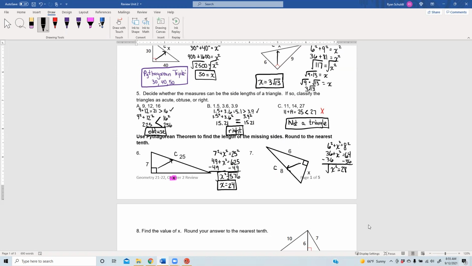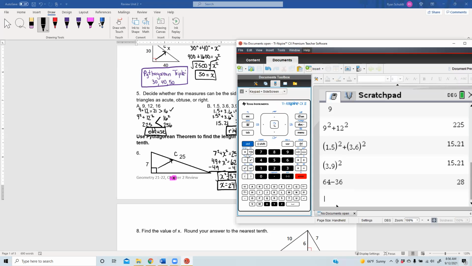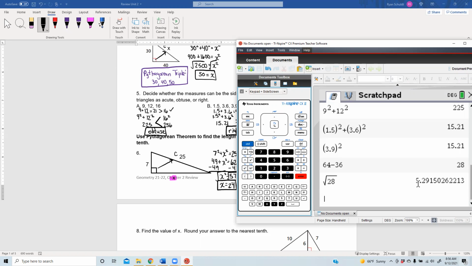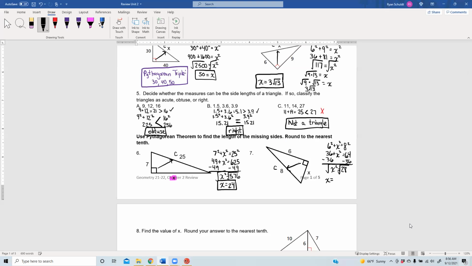And then I have to take the square root. So x is going to equal square root of 28. This time it does want us to round to the nearest tenth. So 5.3. So just make sure that you follow the directions. Here it does say round to the nearest tenth.